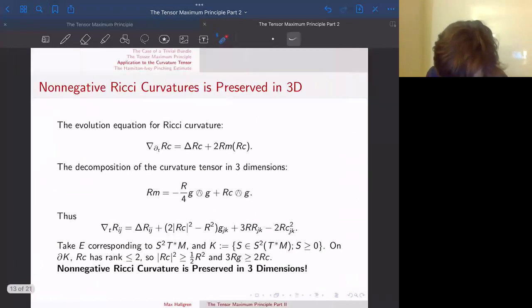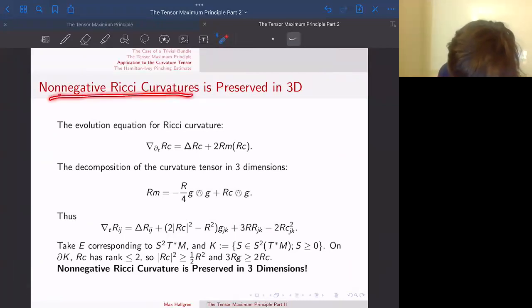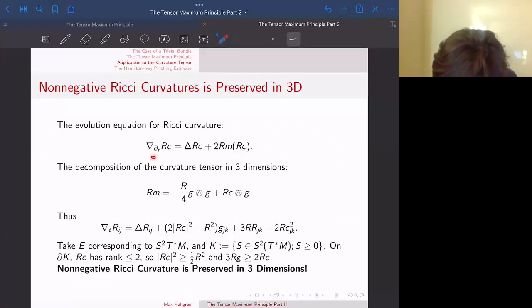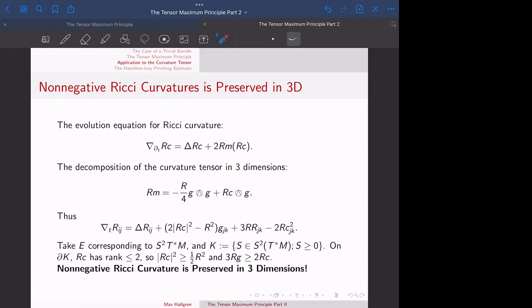Okay. So let's see a quick application of this. We're going to see that non-negative Ricci curvature is preserved in 3 dimensions. So I think that you guys briefly talked about this evolution equation for the Ricci curvature. Here, this is the Riemannian curvature acting on symmetric 2 tensors. If you do that, you can write it out in coordinates.